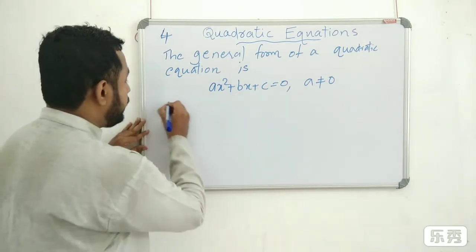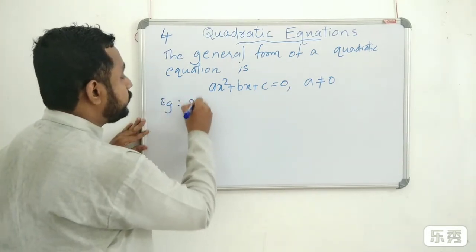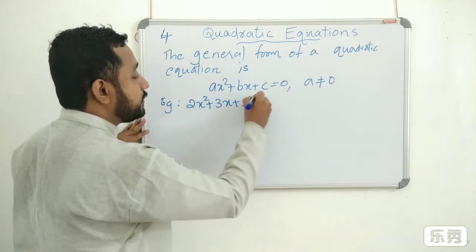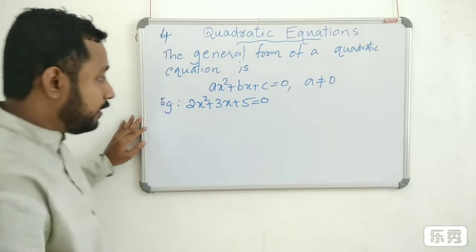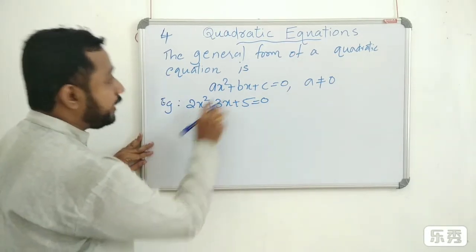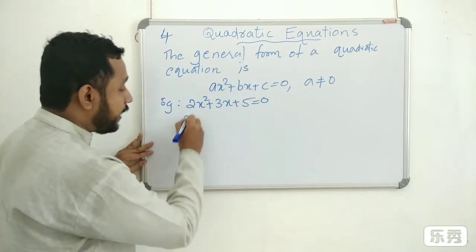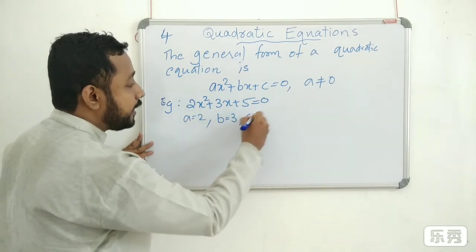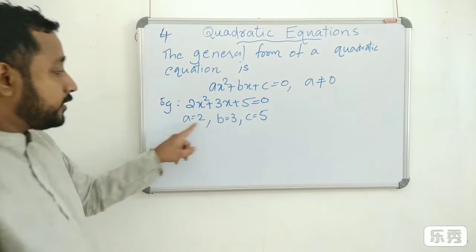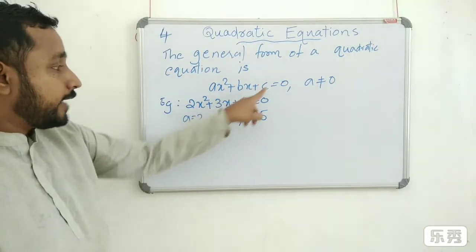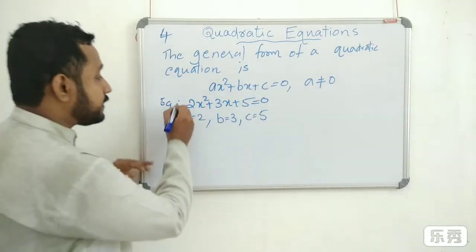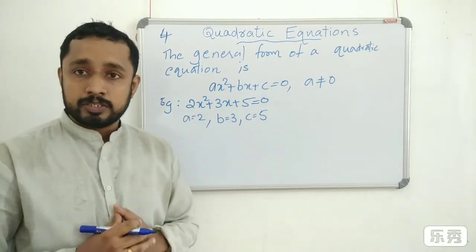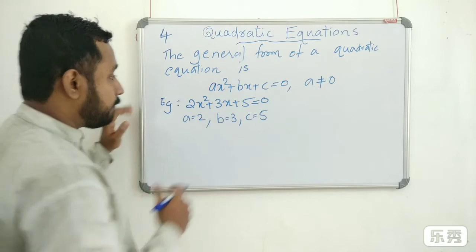Example 1: 2x square plus 3x plus 5 is equal to 0. Here, when we compare with the general form, we have a is equal to 2, b is equal to 3 and c is equal to 5. So one example of a quadratic equation is 2x square plus 3x plus 5 is equal to 0.